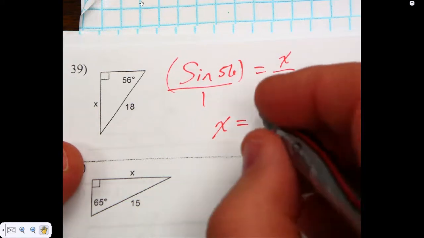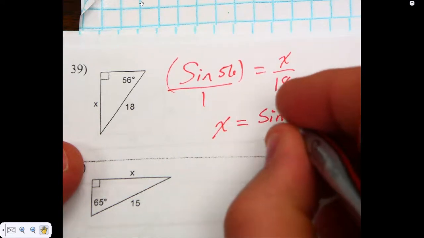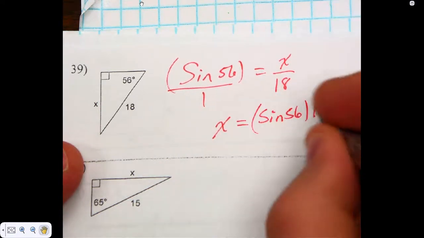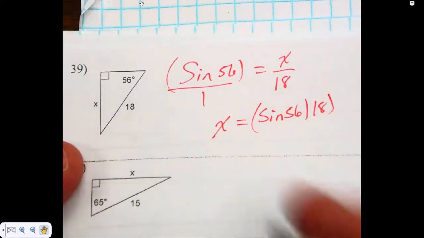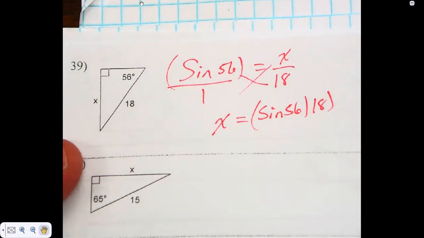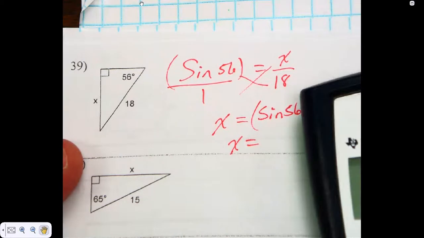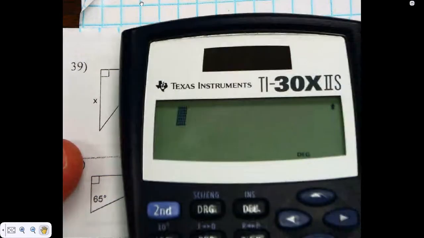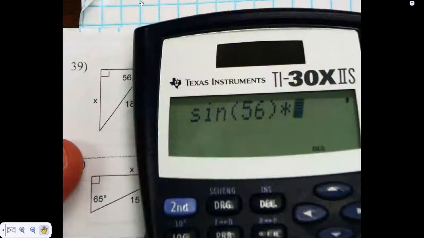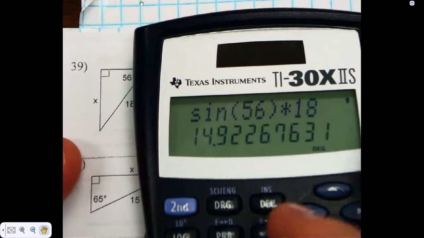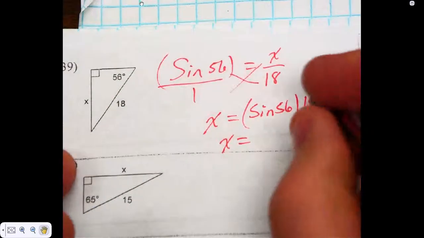So sine 56, thank you, Trevor. Sine of 56 times what? 18. Cross multiplying here. What am I going to do next? Put it in my calculator. Sine of 56, close parentheses, times what? 18. 14.9.